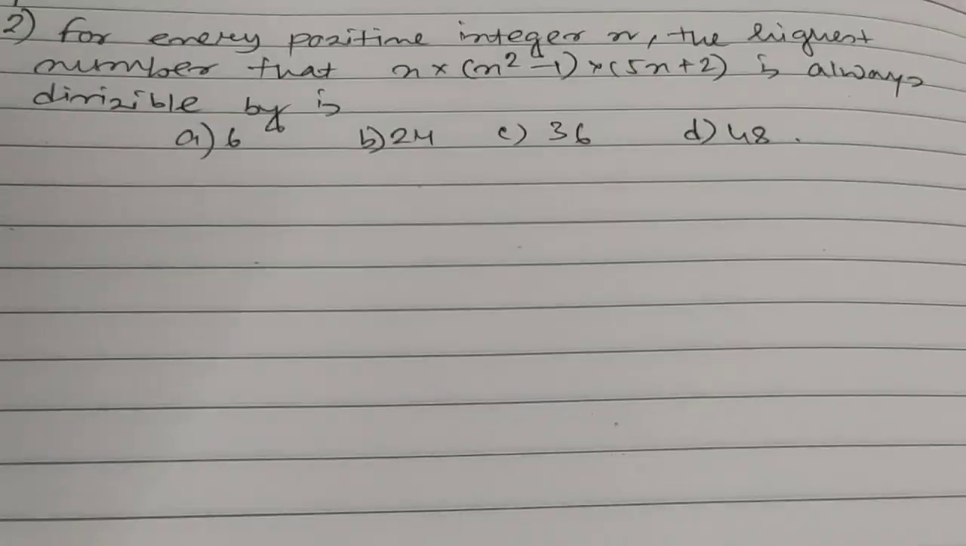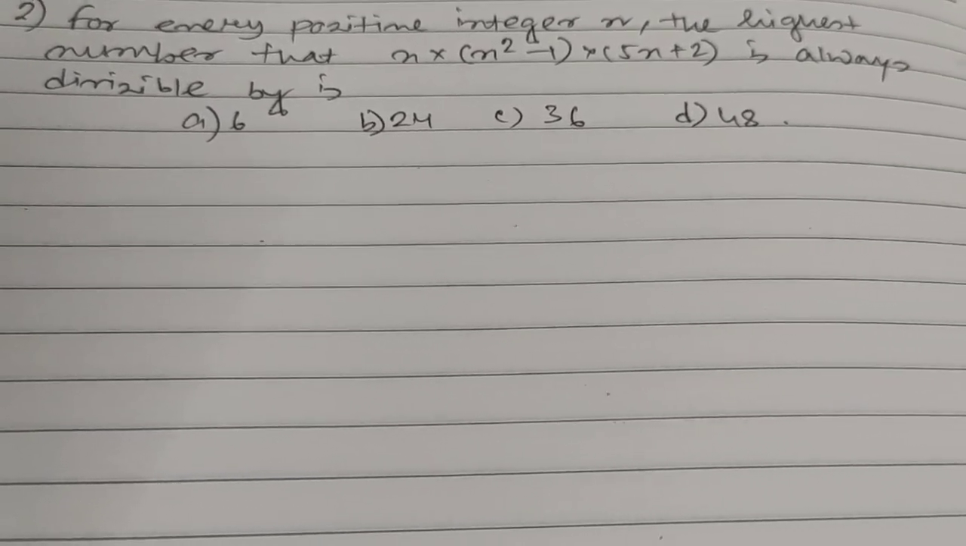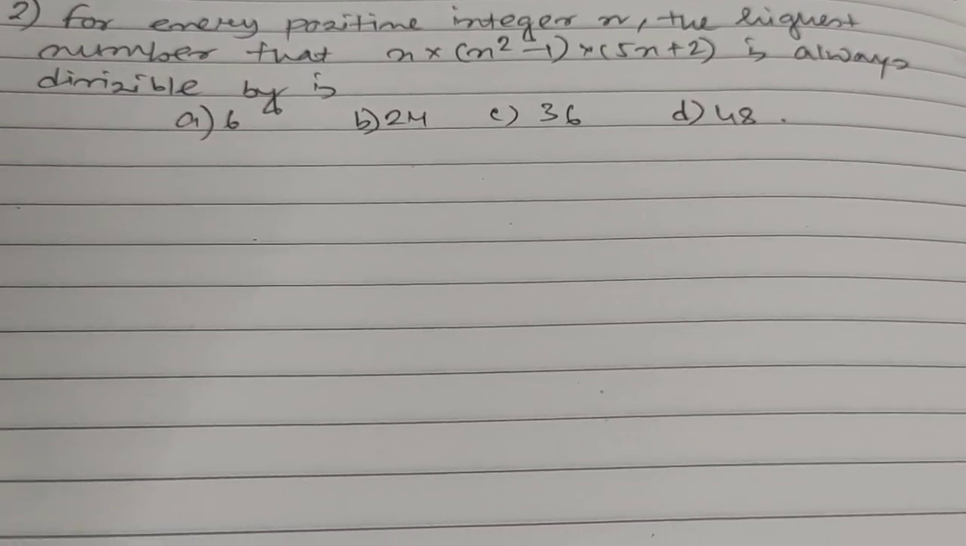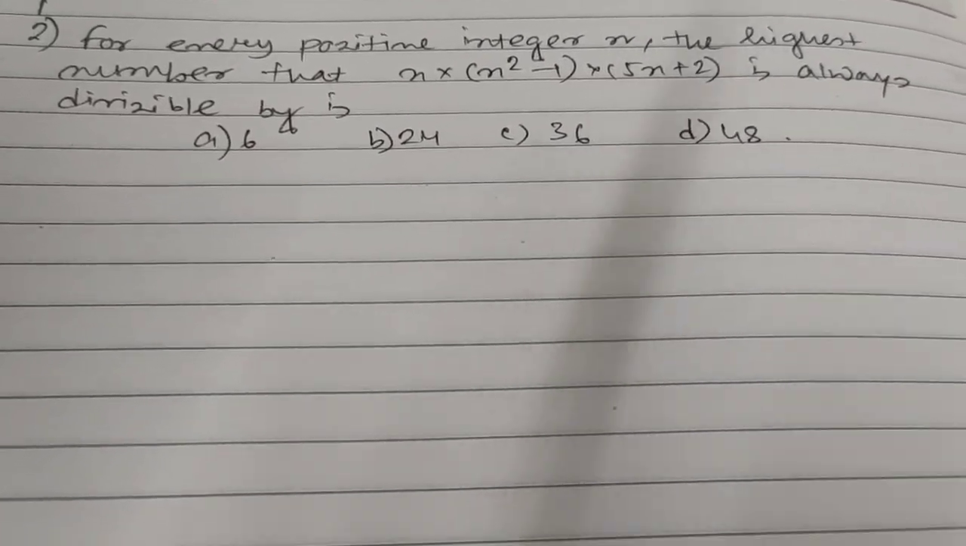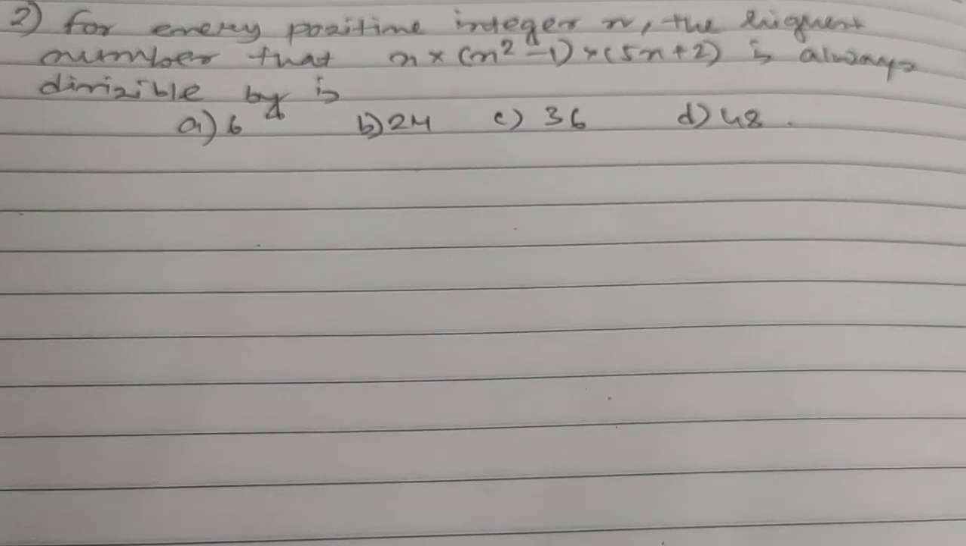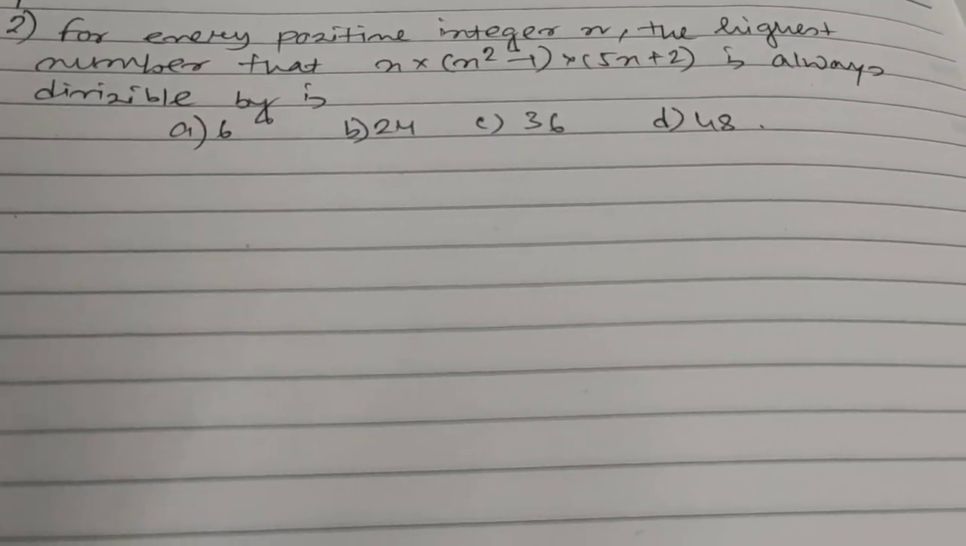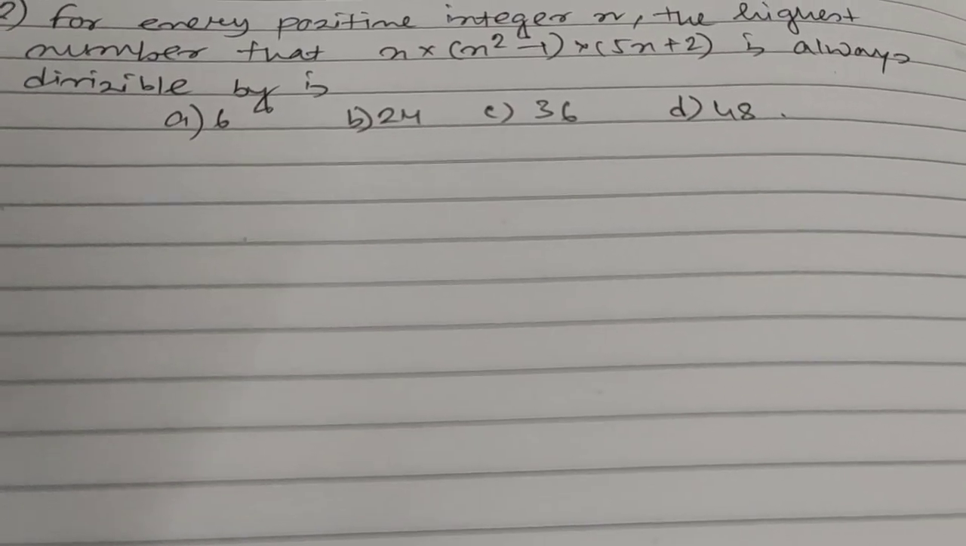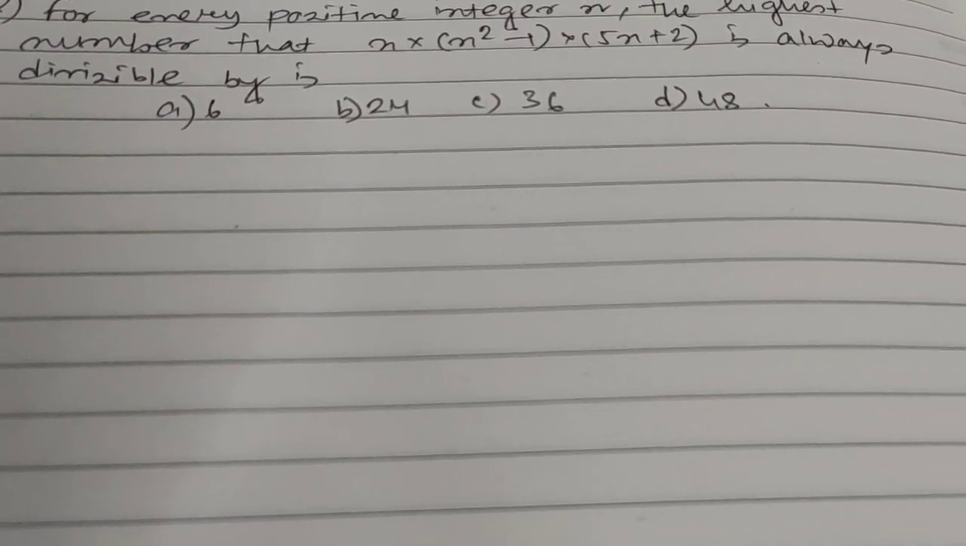Hi everyone, so this is question number 2 for the playlist Number Properties. The question is, for every positive integer n, the highest number that n(n² − 1)(5n + 2) is always divisible by. So there you need to calculate.